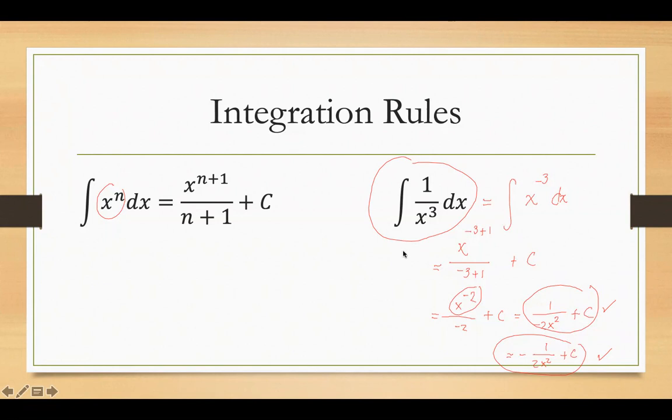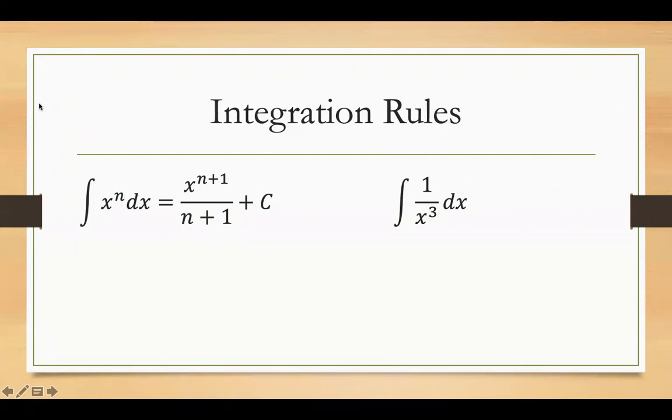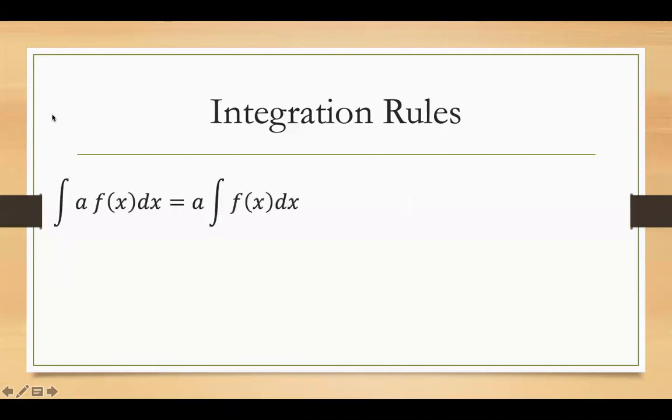All right, so we are done with the first two integration rules. So this time, let's proceed to the third integration rule. The third integration rule is this. For example, you have the integral of a constant times f of x dx. You can just pull out the constant, so the constant can be pulled out and placed outside of the integral symbol. So it's like a times the integral of f of x dx.